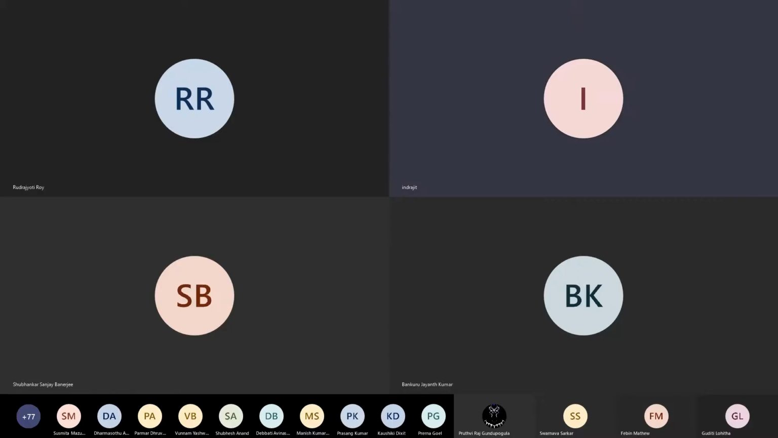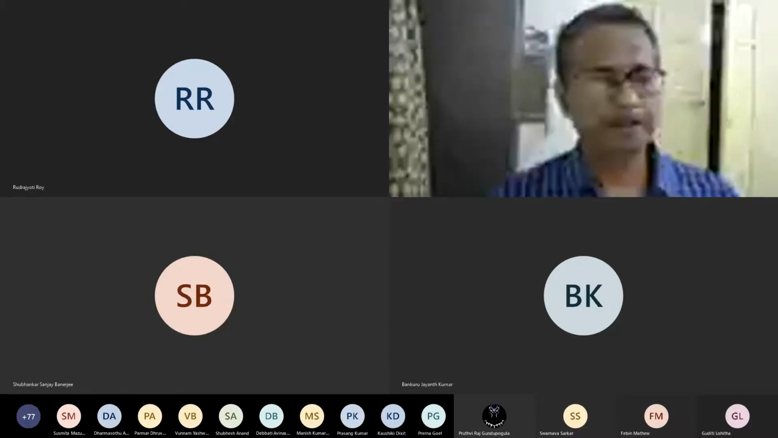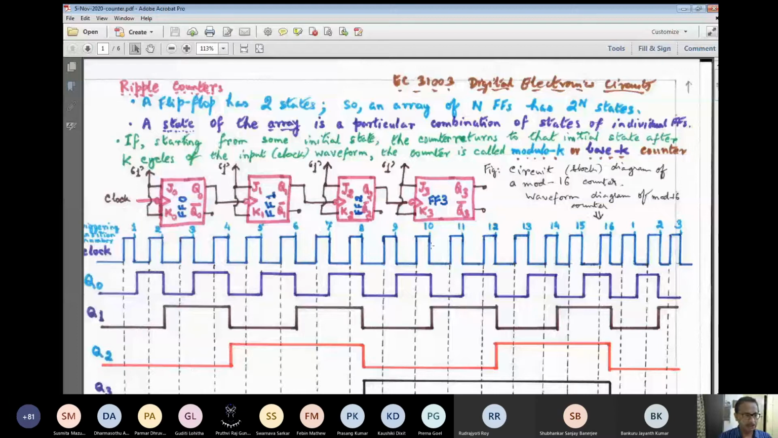So to start with, today we shall discuss the counter. Basically, counters have various applications. Primarily, a counter counts the number of pulses that are applied to the system.